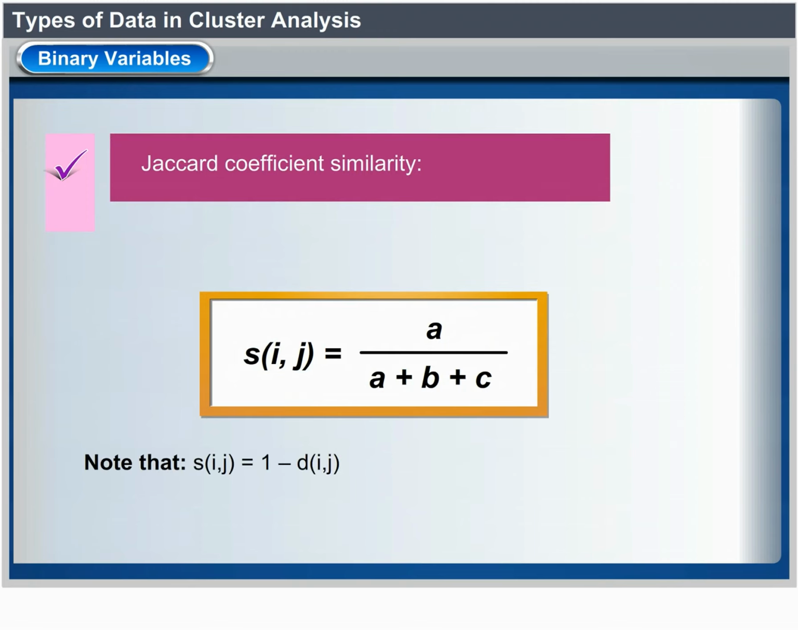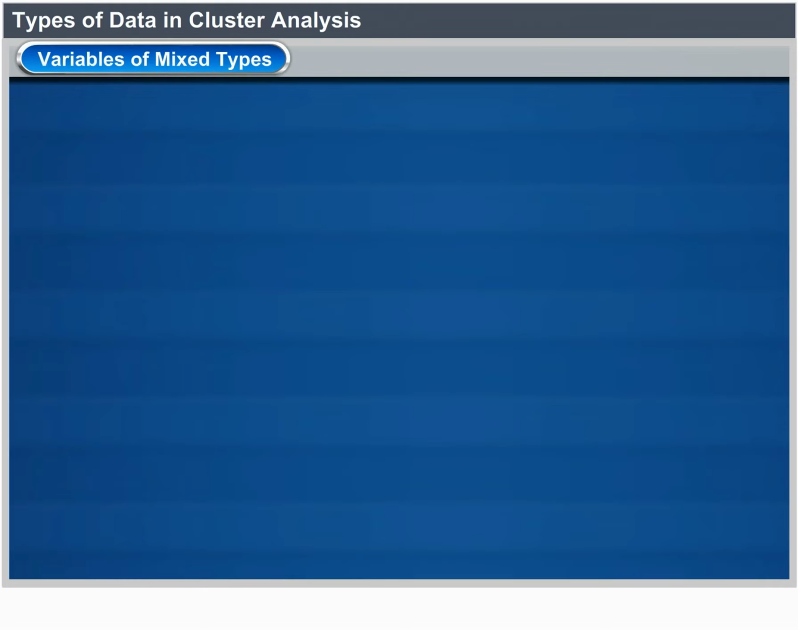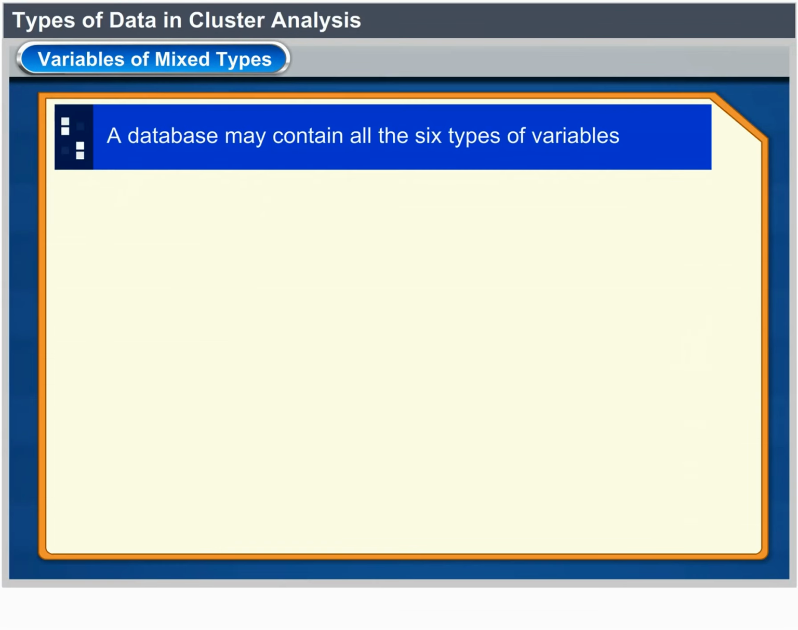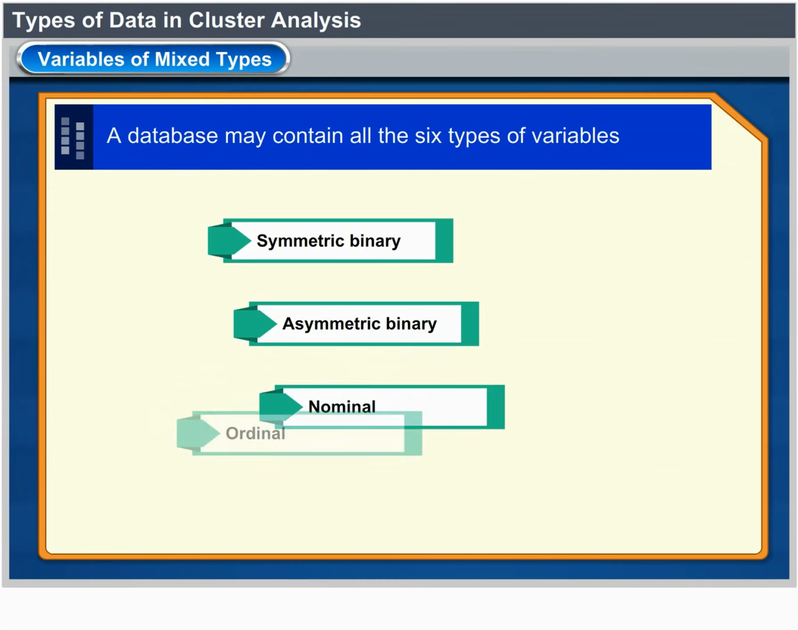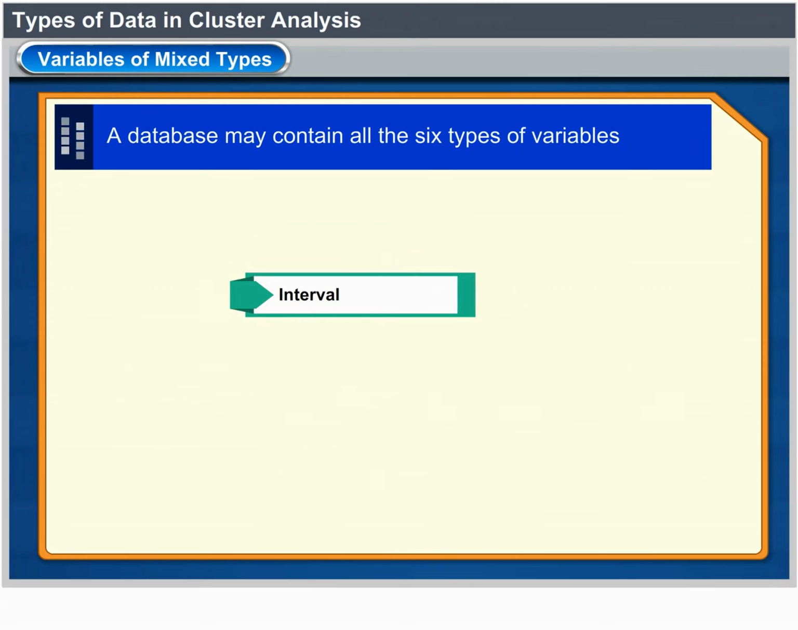Variables of mixed types. A database may contain all the six types of variables: symmetric binary, asymmetric binary, nominal, ordinal, interval, and ratio scale. One may use a weighted formula to combine their effects as shown on screen.